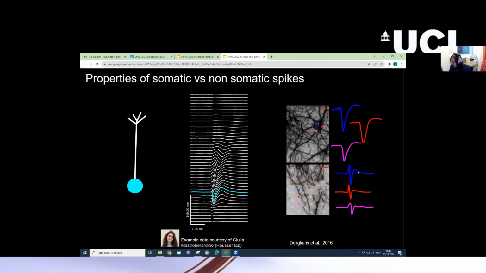And there are similar characteristics for axonal spikes. Again, the same data. These are example spikes recorded in different areas along a soma. And here are example spikes recorded along an axon. And you can see this triphasic shape with a very prominent peak before the trough.